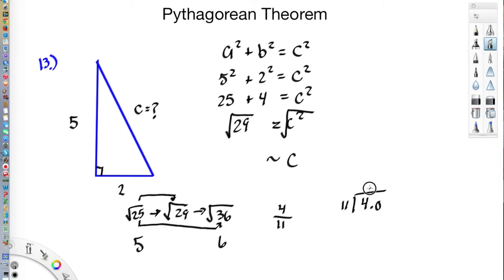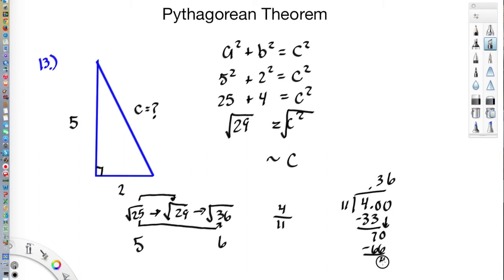So 11 will go into 43 times. That's 33. And I get a remainder of 7. Bring a 0 down. 11 goes into 70 6 times, which is 66, and I can stop there.